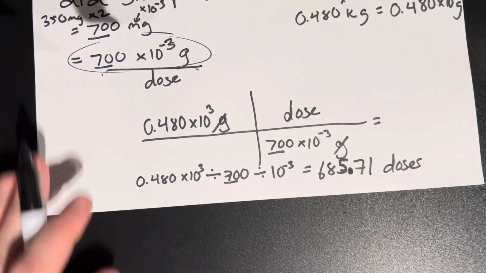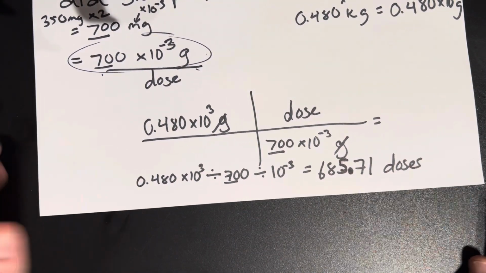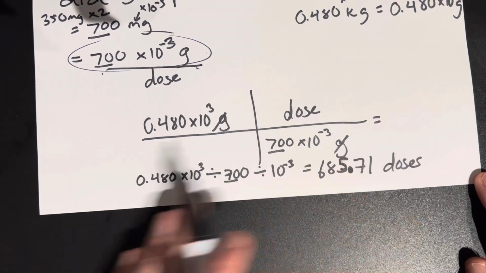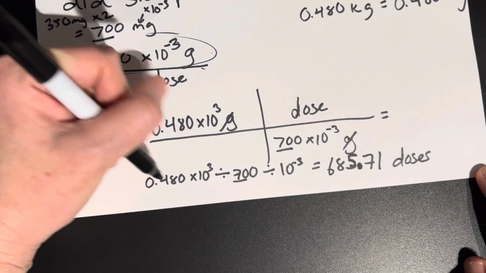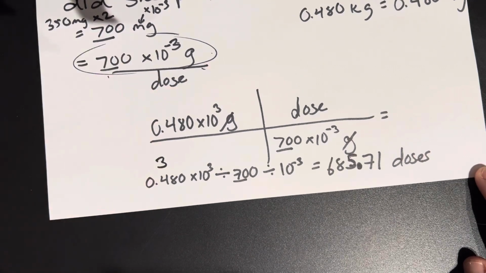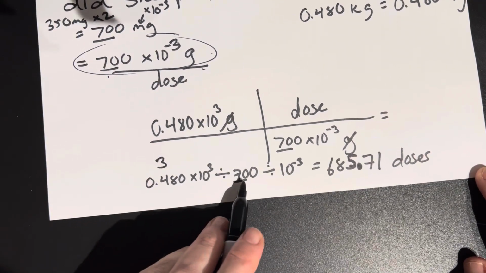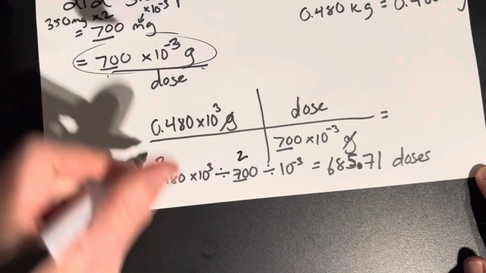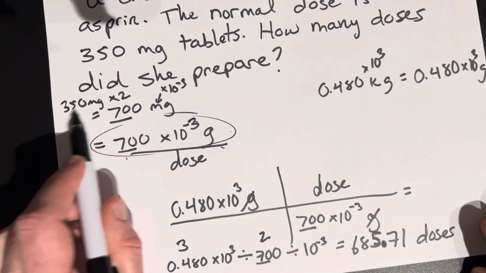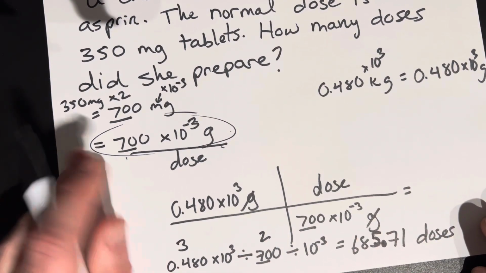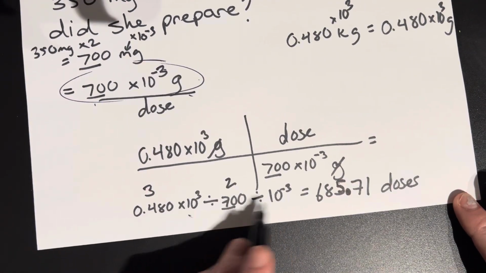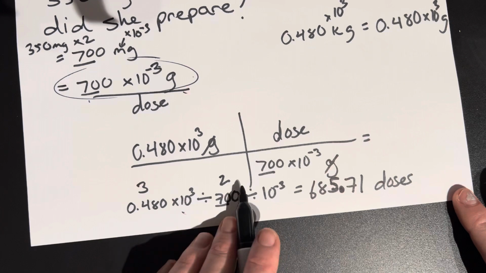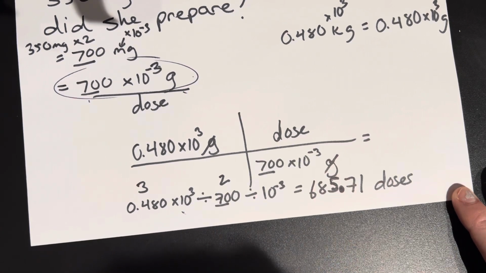Okay, so 685.71 doses. Now the last thing we have to look at is sig figs, right? This one right here, any zeros that come after a number with a decimal in that number count, so that's got 3. Remember, we were keeping track of this one, it's got 2, from the 350 up here. This had 2, so therefore this one still has 2. These are infinite, we never have to worry about them, so we have to ask what's smaller, 3 or 2? Hopefully you agree it's 2.